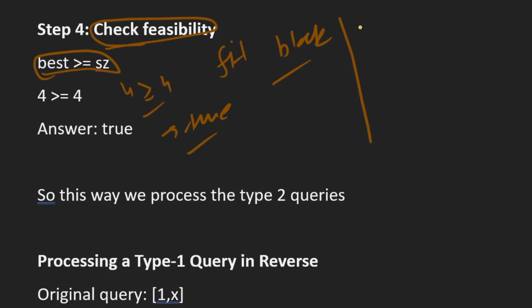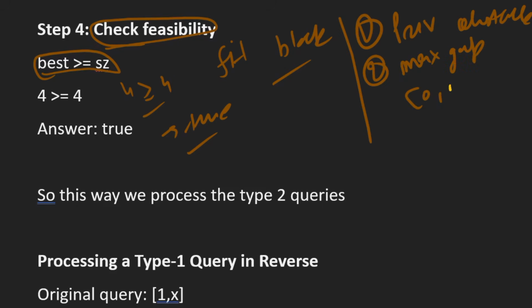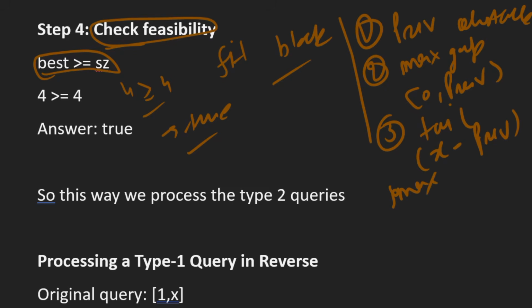So if you see, what are the 4 steps? First step, we find a previous obstacle. Second step, we find the maximum gap in between 0 to previous obstacle using the segment tree. Then the third thing, that is tail interval. Tail interval is x minus previous obstacle, and then we find the maximum of step 2 comma step 3, the answer that we get from here and the tail interval, and that is our gap.